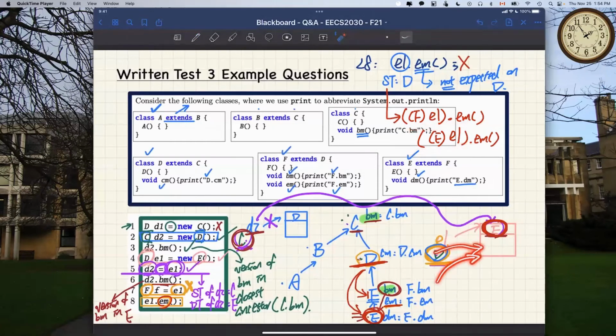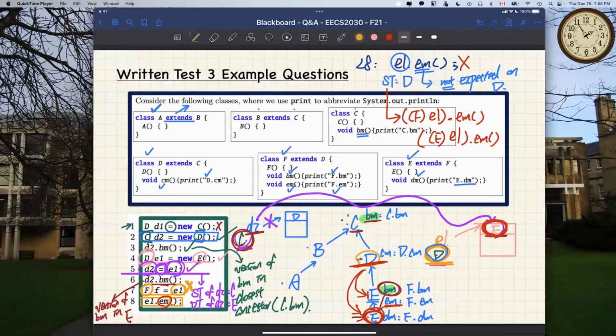As we said, the typecasts do not really create any new objects. They only create new aliases for the same objects. Okay? In that case, when you try to invoke EM, it's going to invoke the version that's actually in the dynamic type E. And in the case of dynamic type E, it's going to be inherited from F, right? So that's the version. Okay.